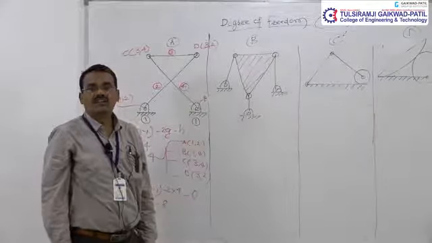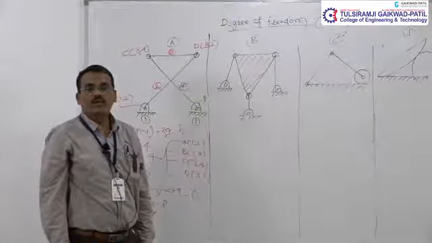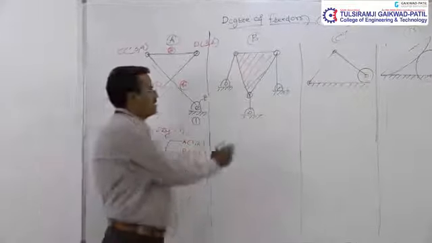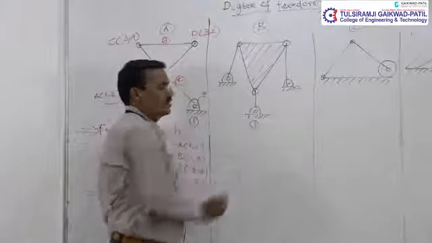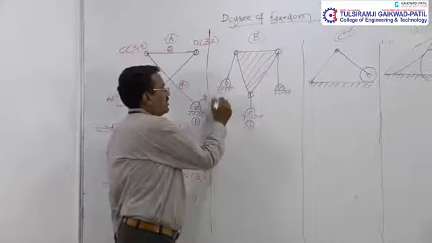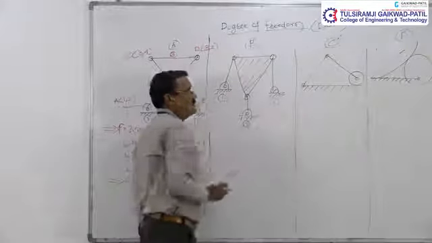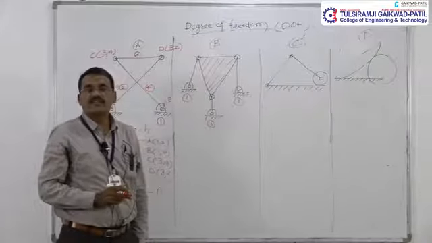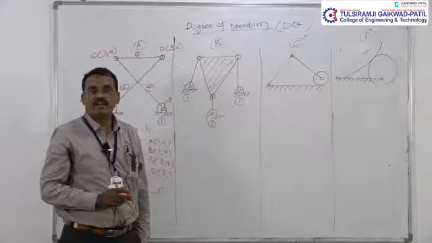All fixed links are denoted by link number 1. This is the fixed link. This is another fixed link. It should be denoted by 1. This is another fixed link. It is again denoted by 1. It means all links which are fixed must be denoted by 1.